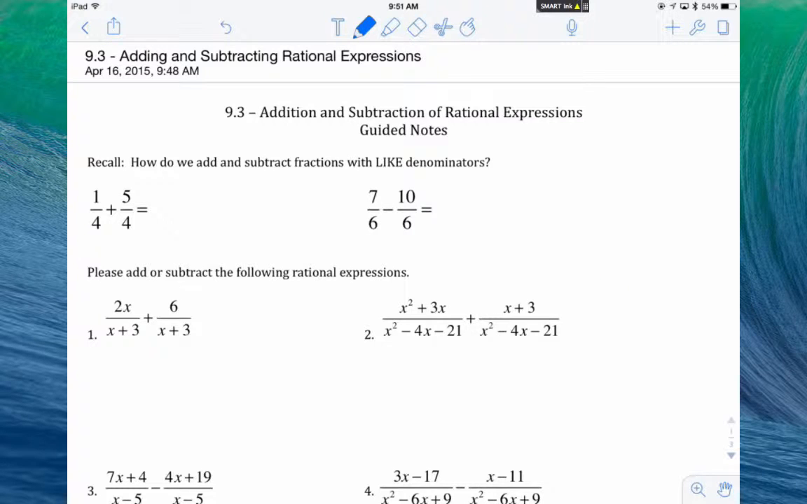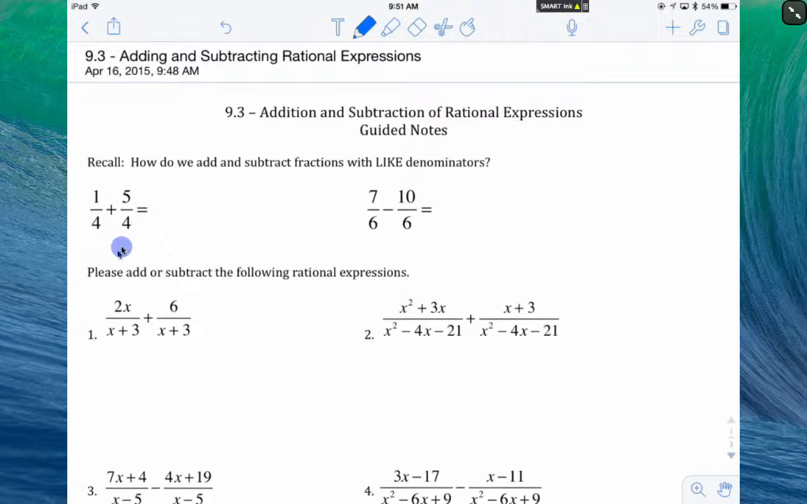Hey guys, and welcome to this lesson all about adding and subtracting rational expressions. Now, adding and subtracting these rational expressions is going to be just like adding and subtracting fractions from before. And we're going to start easier, and we're going to make our way towards more complicated problems as the lesson goes on. So to begin, how do we add fractions or subtract fractions with like denominators?